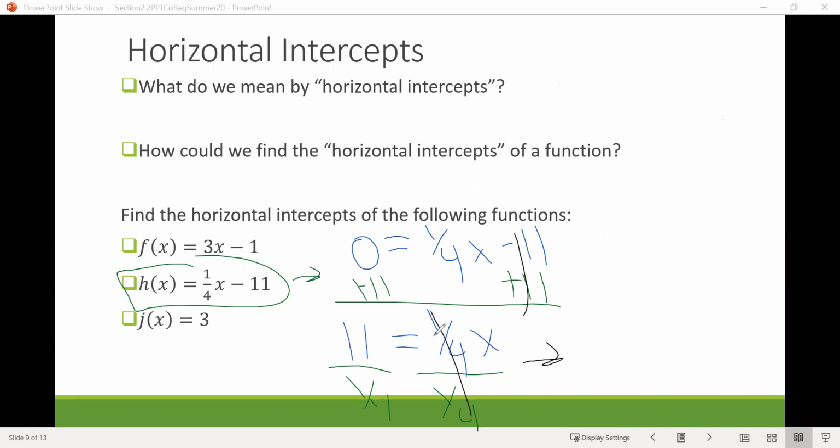Okay. And so we have x equals, and we do 11 divided by 1/4. Okay, we're dividing with fractions there. And notice we can make the 11 on the top an 11 over 1.